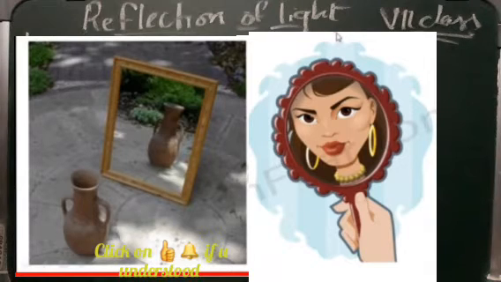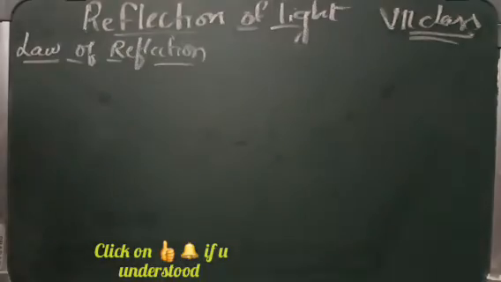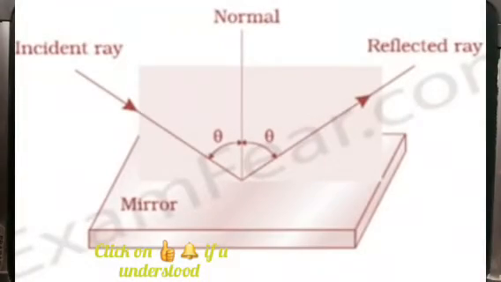So in the last class we learned about reflection, that is, the rays: the incident ray and the reflected ray. We learned about the normal, the angle of incidence, and even the angle of reflection, isn't it? So in today's class we are going to learn about the laws of reflection.